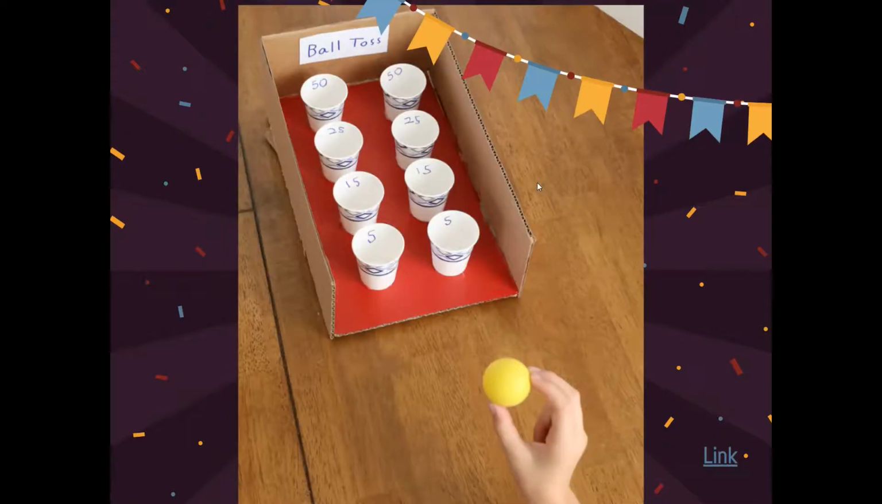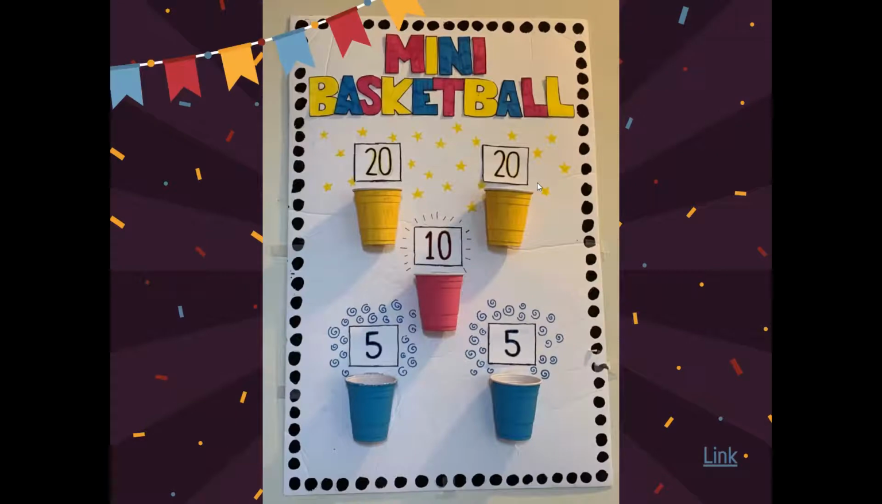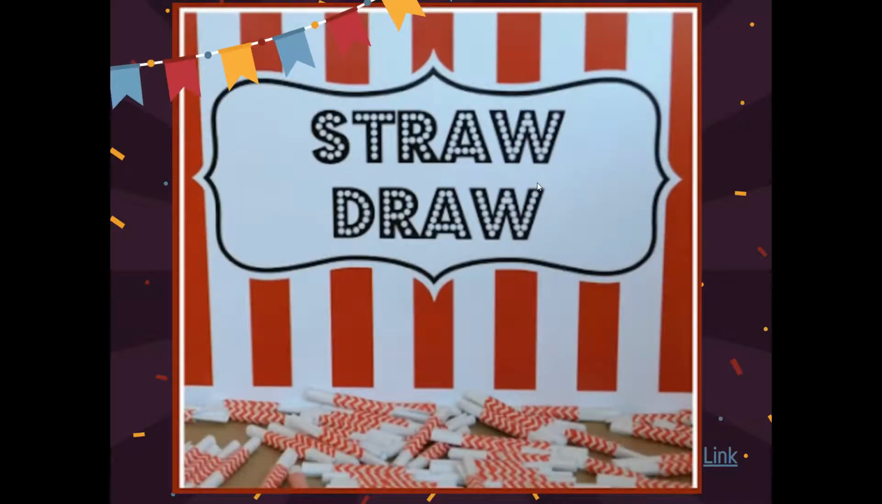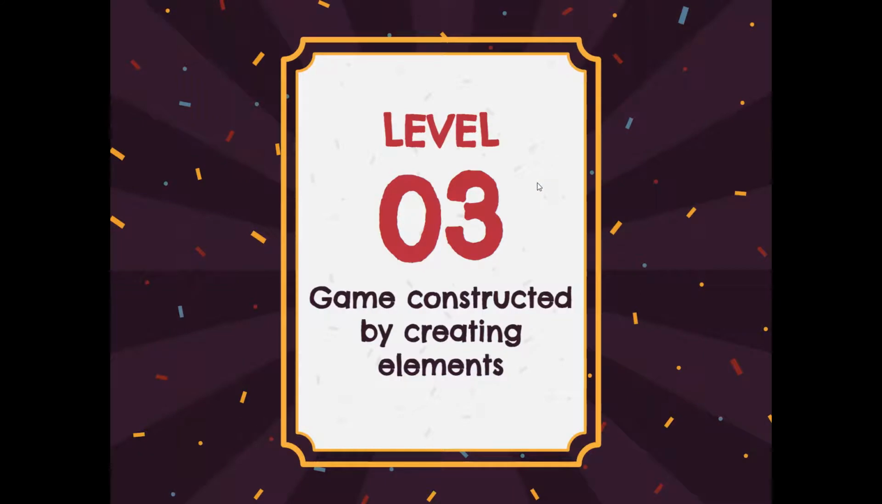Ball toss, somewhat random, also somewhat skill, but they made it. Mini basketball, that looks real nice. That's a 20 out of 20, right, Caitlin? This is Deal or No Deal. They made this thing. Now, this is also purely random chance. It's just pick the right thing, you win. Straw draw, it's a straw, you have to draw it. If you draw the right one, you drew the right straw. Purely random chance.